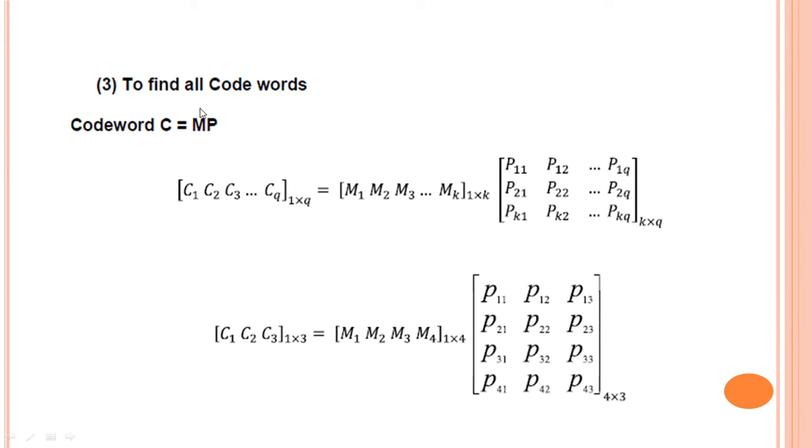Once the generator matrix has been obtained, we can find the code words. The code word is given by the formula C equals M into P, where M is the message bits and P is the submatrix. Here the check bits C1, C2, C3 we are going to generate are only 3, because we already have q equal to 3. So C1, C2, C3 equals the message bits M1, M2, M3 and M4, because k takes the value 4, followed by the 4 by 3 submatrix.